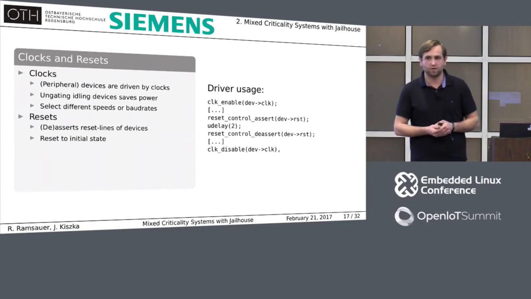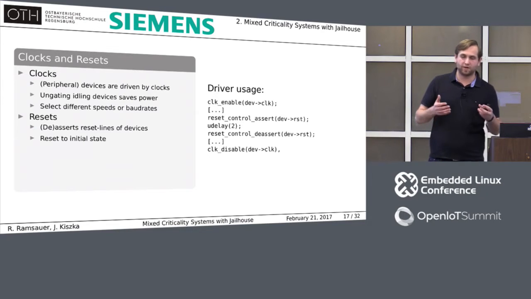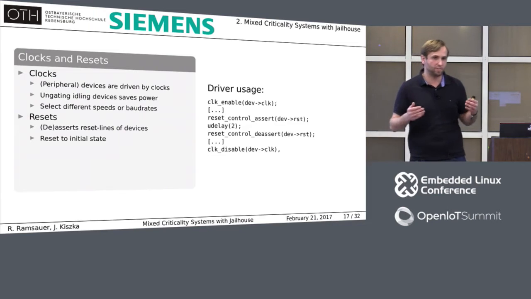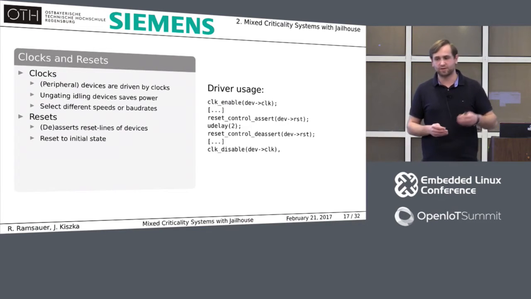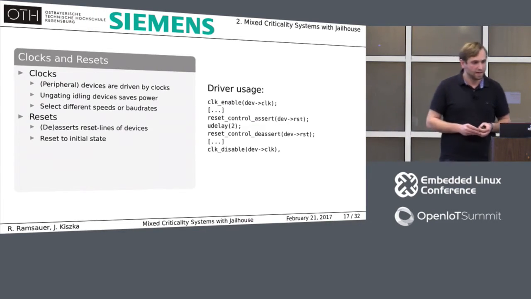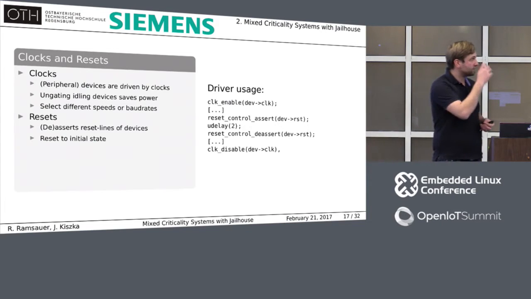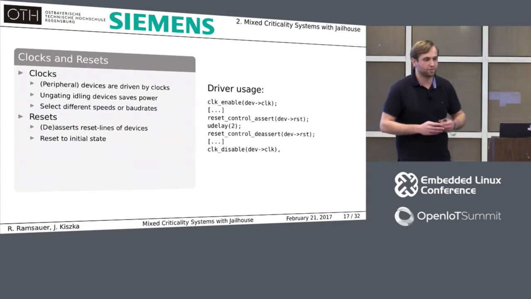So let's talk about clocks and resets. Peripheral devices are typically driven by clocks. Device drivers typically ungate clocks only if the device is in use. This is mainly done for power saving reasons. This is especially important for battery-driven environments. Clock drivers also support selecting different speeds or baud rates of the device. And the reset lines help us to assert or deassert resets to the devices to bring them back to their initial state.